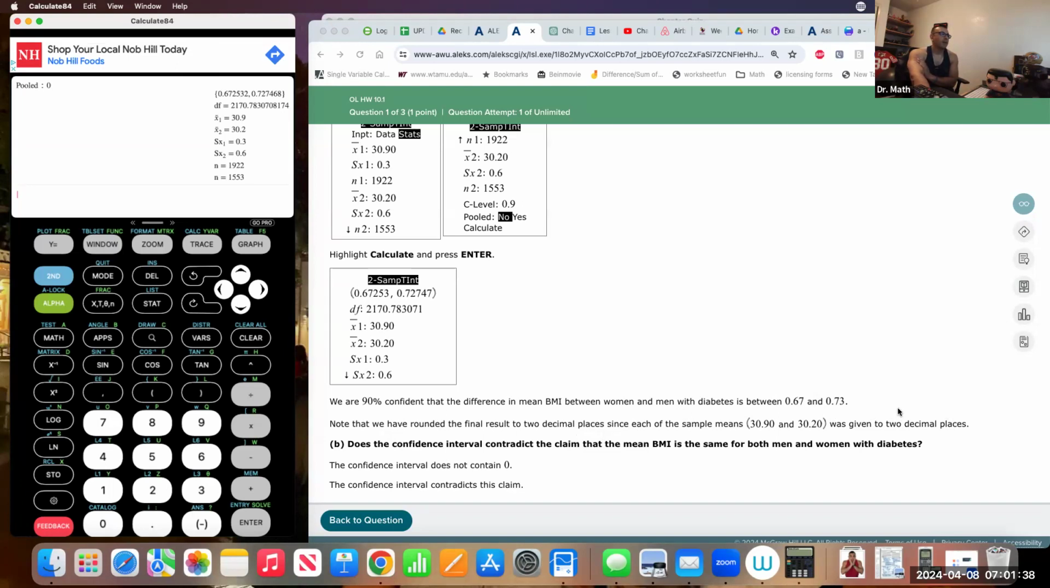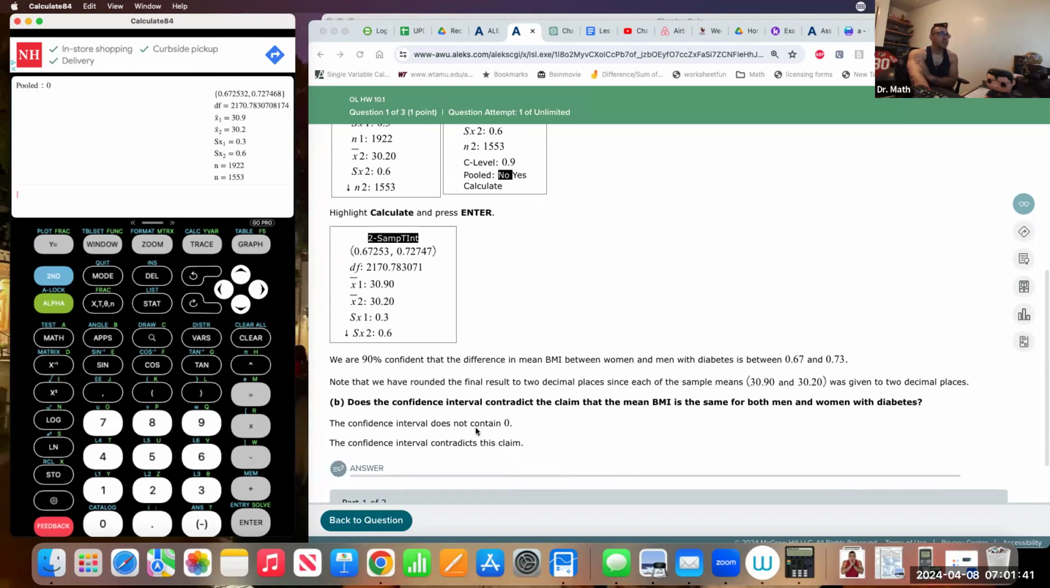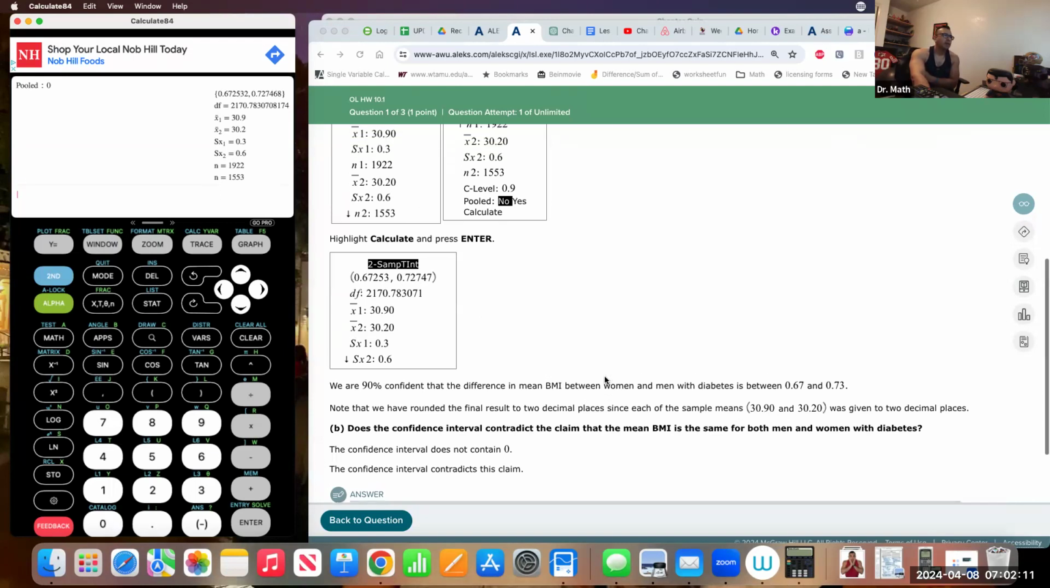All right, and so now let's go to part B. Does a confidence interval contradict the claim that the mean BMI is the same for both men and women with diabetes? So remember, if the claim is that the mean BMI is the same, what that would tell us is that there is no difference. And so what you would be looking for is for the number 0 to fall within your range here. This is our range, 0.67 and 0.73. Notice 0 does not fall inside here.